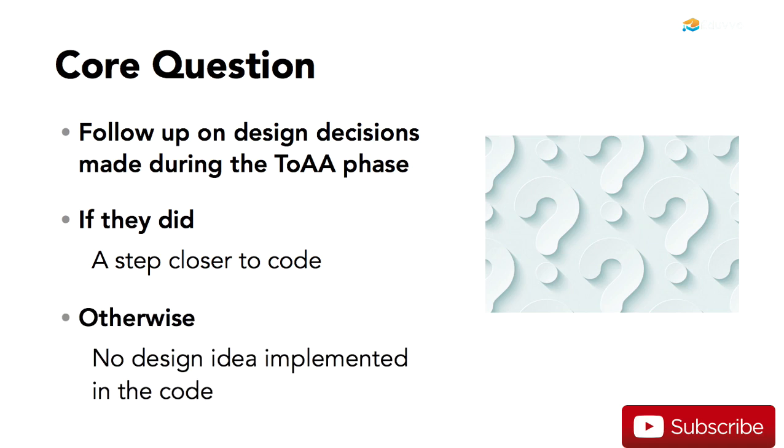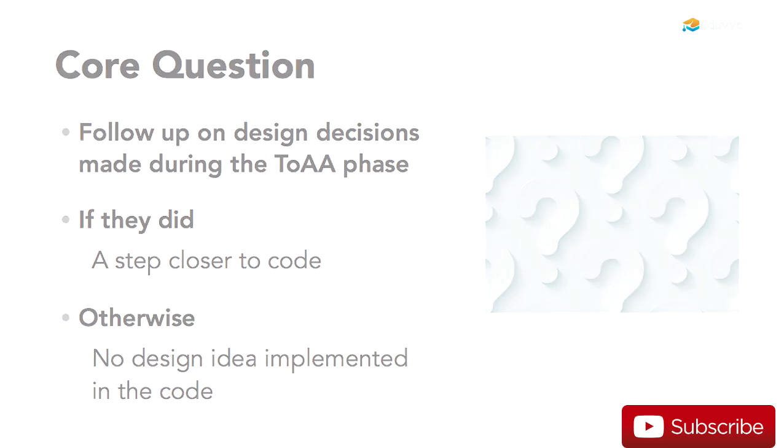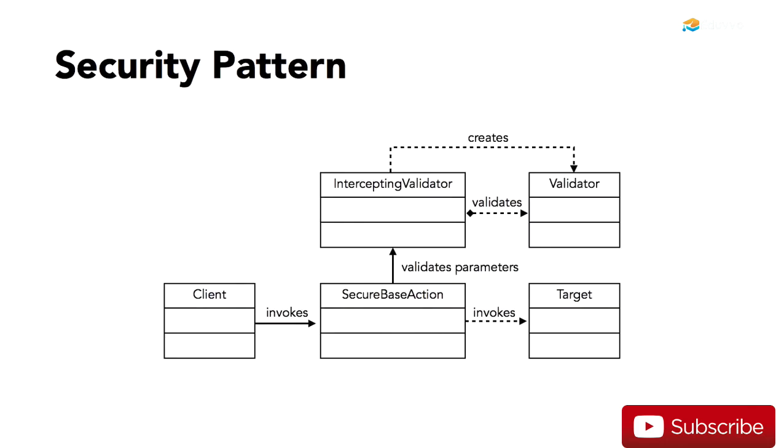Let's assume that in the case of OpenEMR, we decided to pursue the verify message integrity tactic in the TOA phase, or tactic-oriented architectural analysis phase. A security pattern that further refines the verify message integrity tactic is intercepting validator, as shown in the UML diagram here. Note that the security pattern actually shows in detail how to verify message integrity by the use of design elements such as various validators interacting with the client and the target.